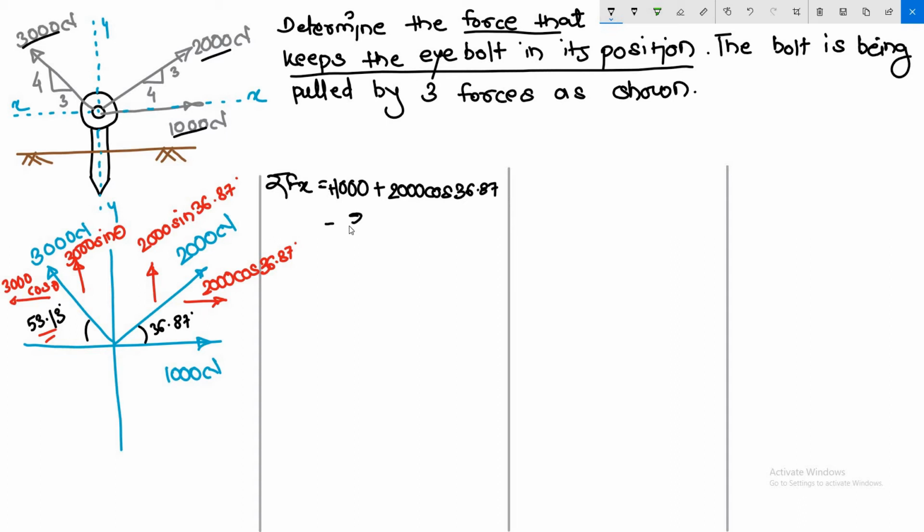That's why it is going to be 3000 cos 53.13. Okay, using the calculator, if you input this statement, then the value comes out to be 800 Newton. Okay, value of summation Fx. Let's keep it highlighted because it is an important parameter regarding the characteristics or properties of our resultant.